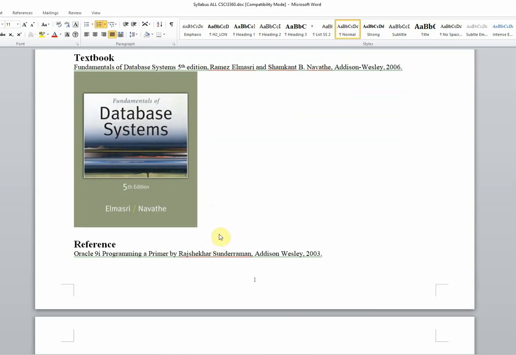There's a reference book regarding writing the code. This is Oracle 9i Programming by Premier. This is a reference book that you don't need to purchase. I will provide you all of the related handouts so that you will be able to write the code.